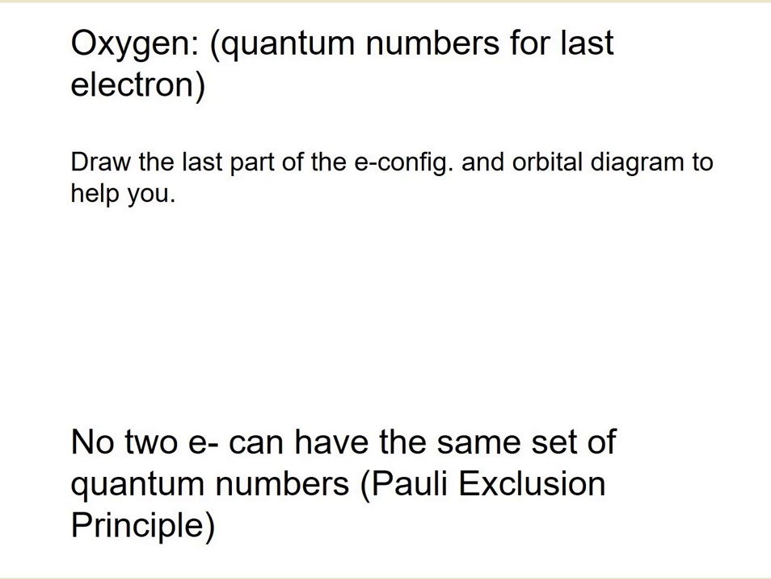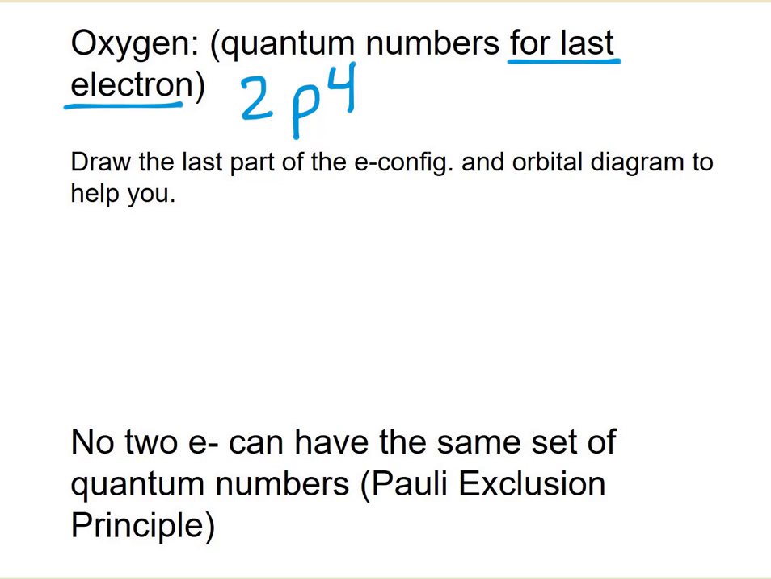So if you can sketch those out, then quantum numbers aren't too bad. So let's look at oxygen, and I'm just going to do the last part. So it's 1s2, 2s2, 2p4. So that's the end. And this says the quantum numbers for the last electron in oxygen. You could do a set of quantum numbers for all 8 electrons that are in oxygen, but let's just do the last one because it's easy to describe which one it is.